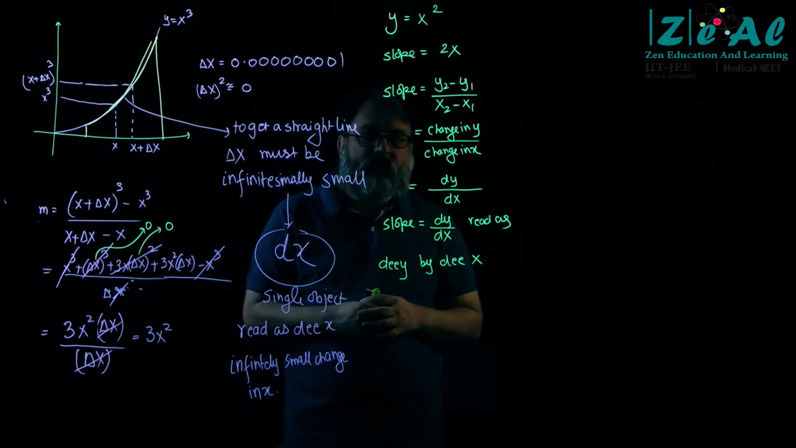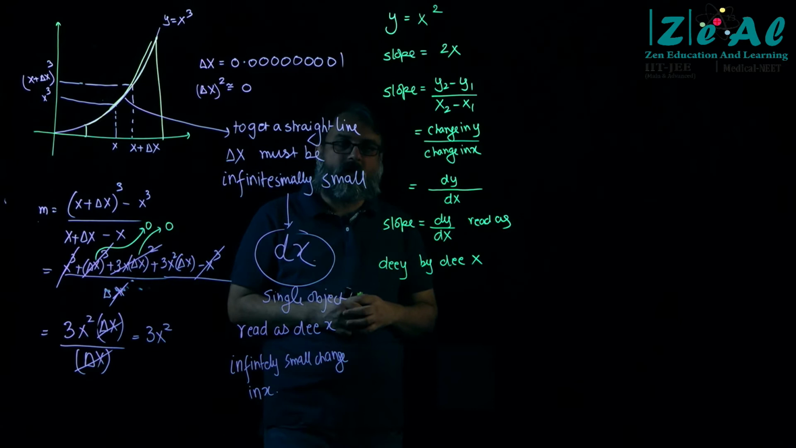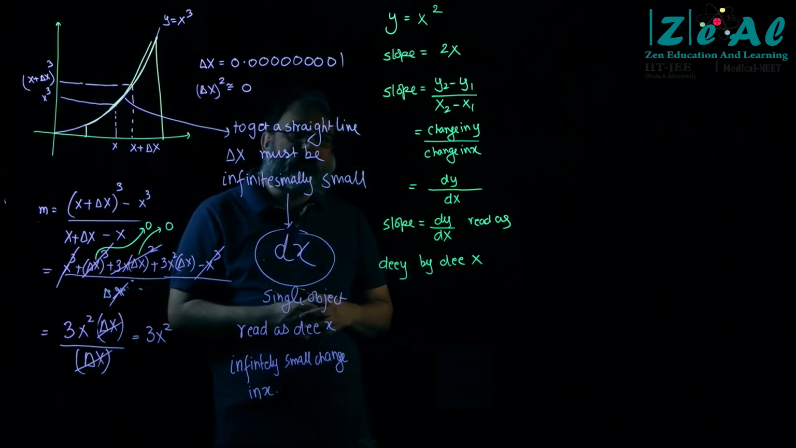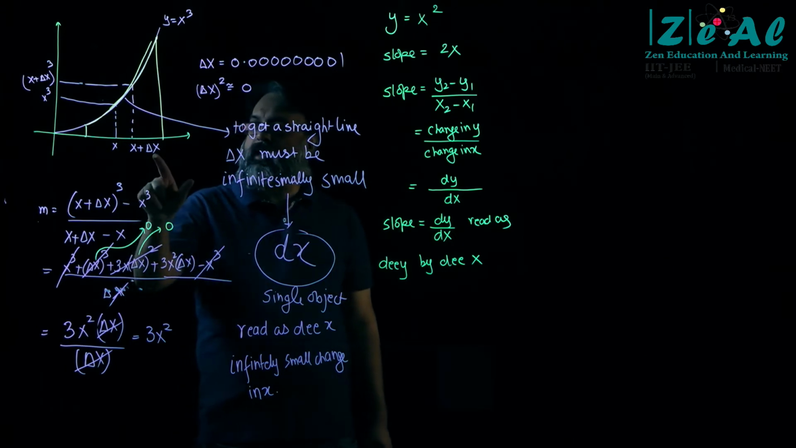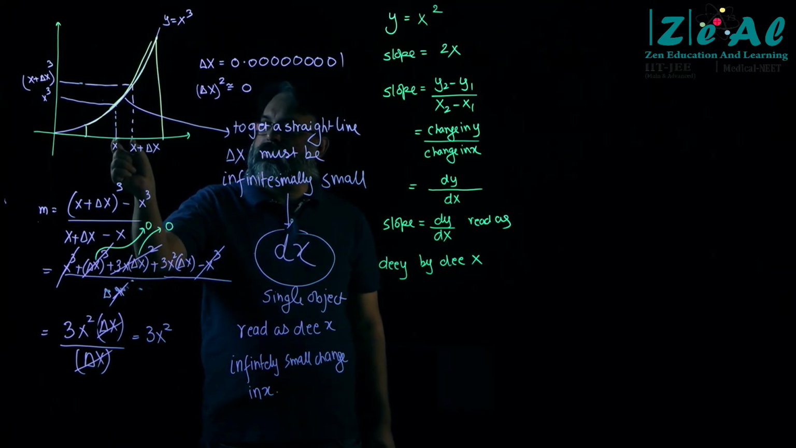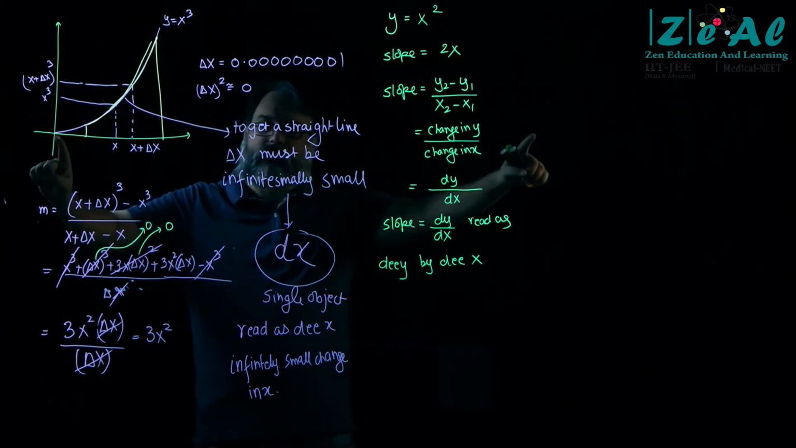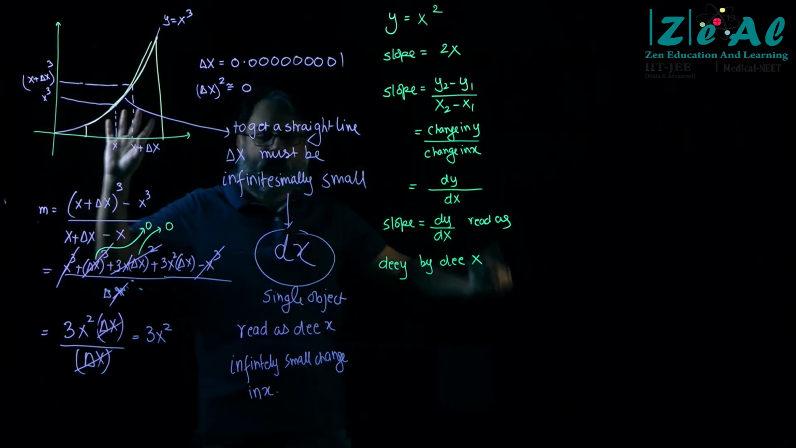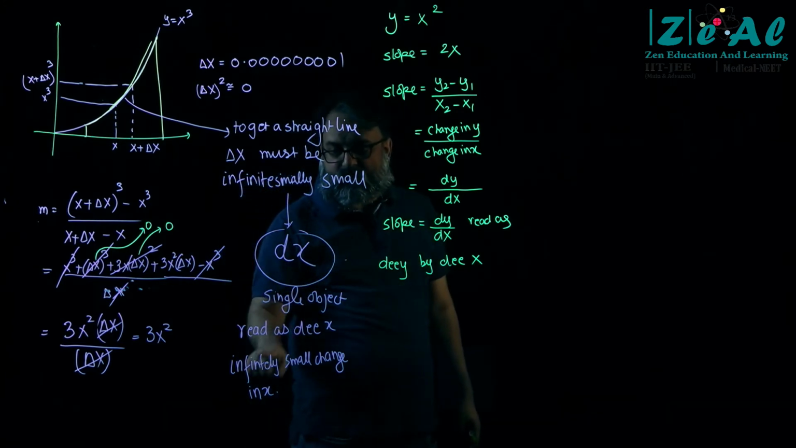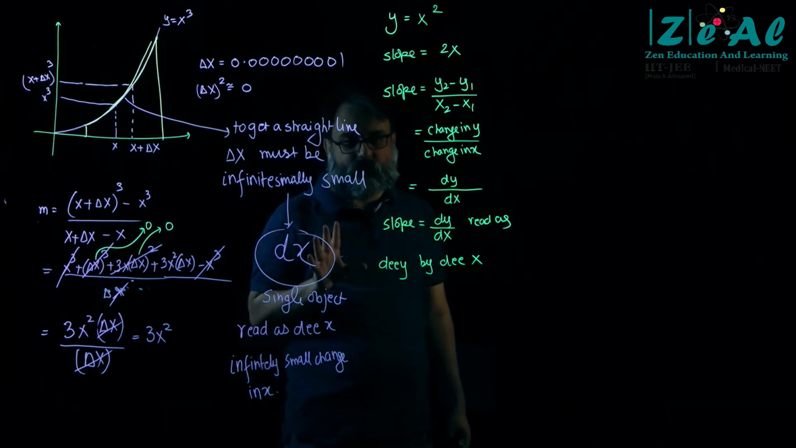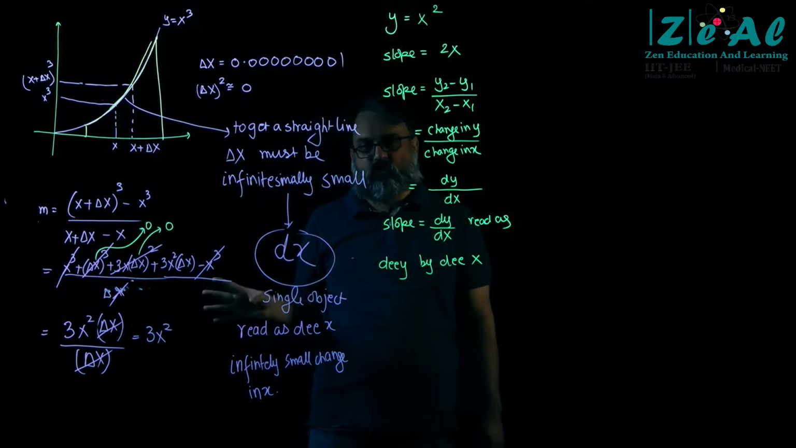Harshita is asking, how many zeros can there be in delta x? Delta x, Harshita, is simply the change in x. So delta x का मतलब हुआ x में कितना change हुआ. वो इतना भी हो सकता है, इतना भी हो सकता है, कोई फर्क नहीं पड़ता. लेकिन dx हमेशा infinitely small change होएगा. Delta x can be any change.